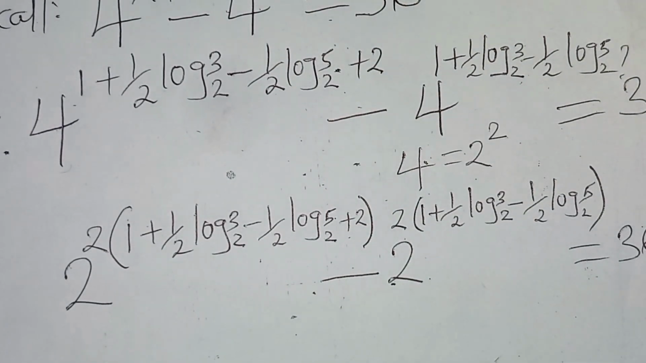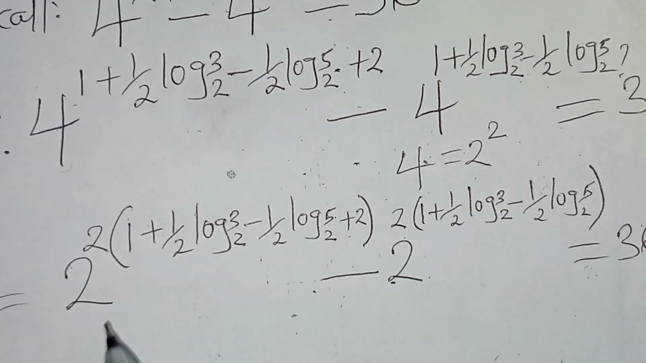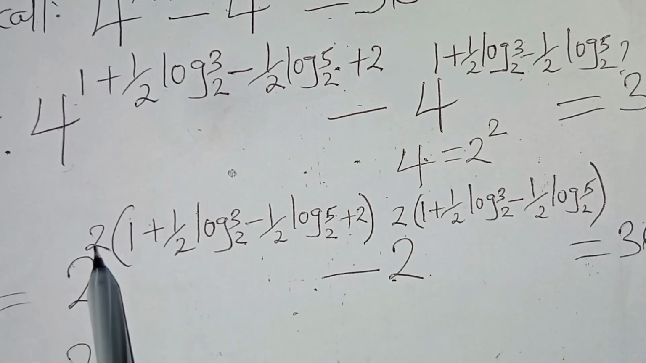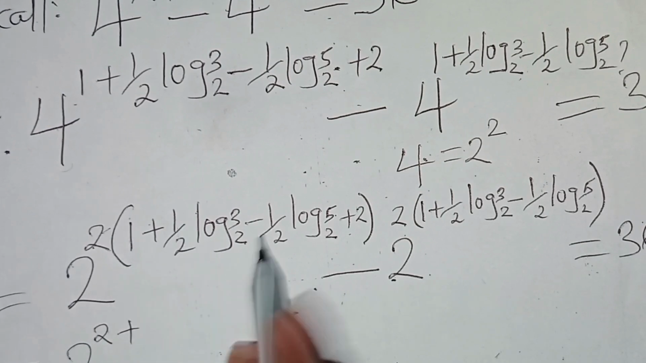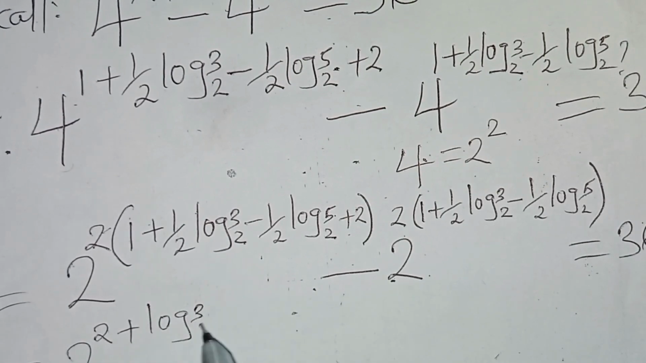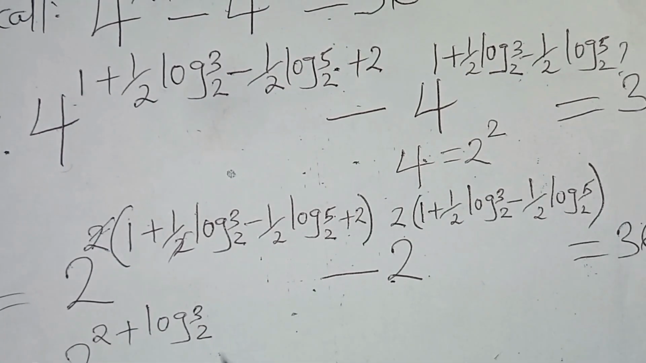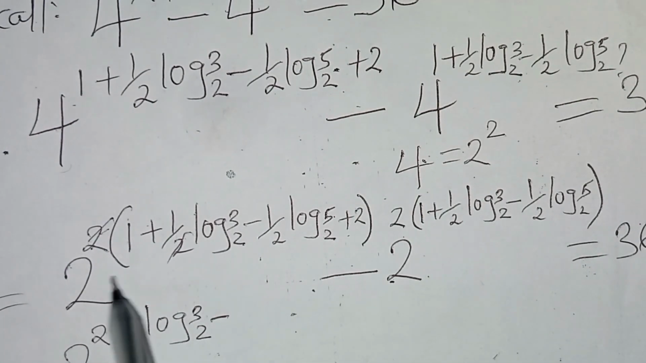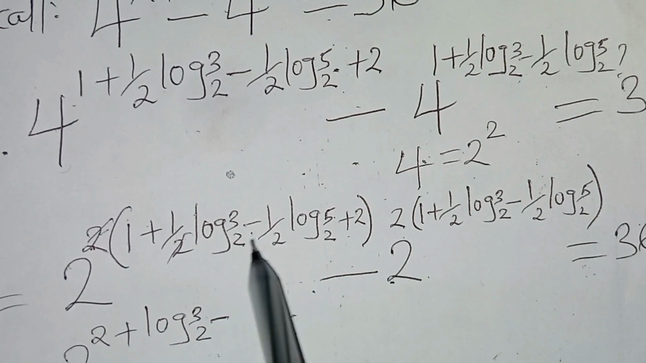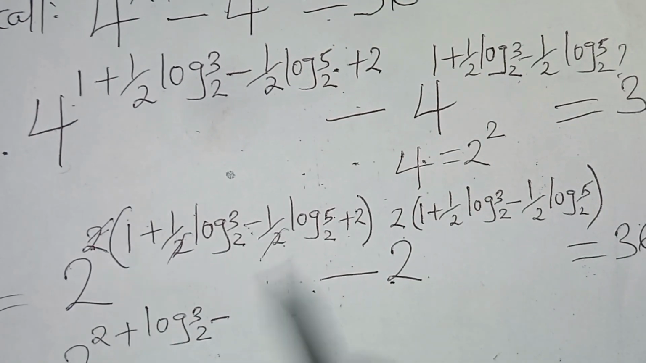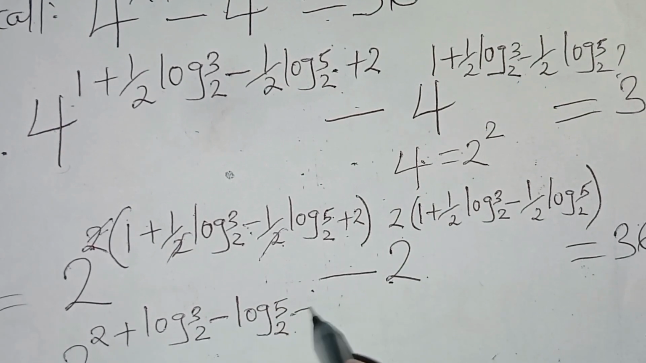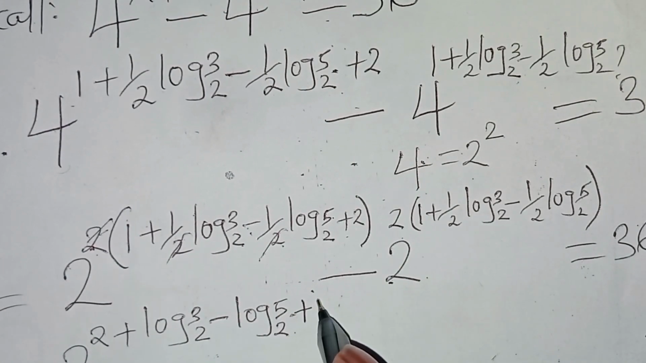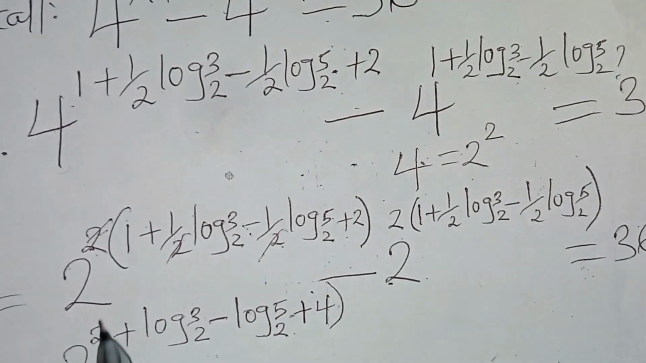The next step here, we'll have 2 times 1, which is basically 2, plus 2 times a half log 3 to base 2, and this 2 simplifies. Then subtract 2 times negative half, so you simplify again: subtract log 5 to base 2. Then plus 2 times 2, which is basically equal to 4. We close the bracket here.